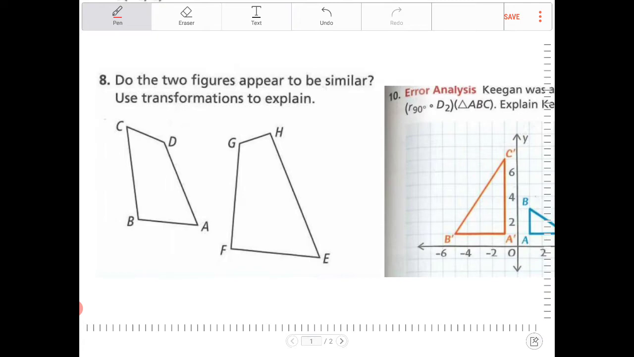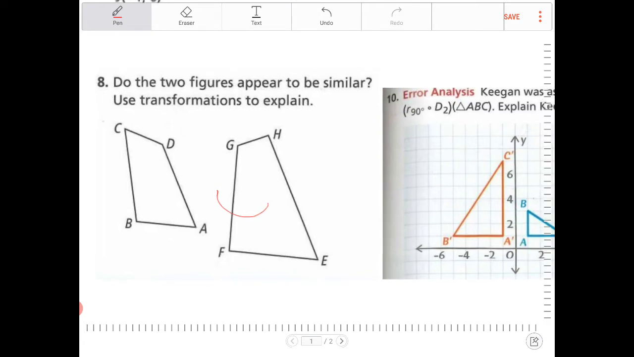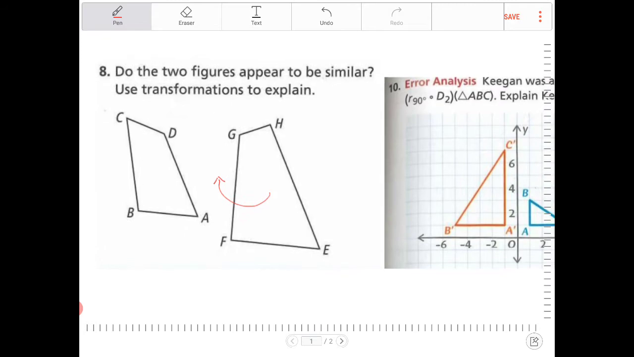They actually do not, because the angle measures are actually not congruent. They don't appear to be congruent. So let's say if we reflected this EFGH over the line GH, the reflection would not cause the orientation to be in the same manner.